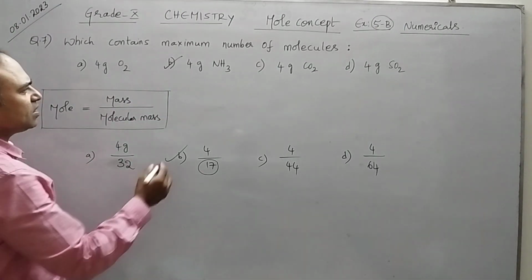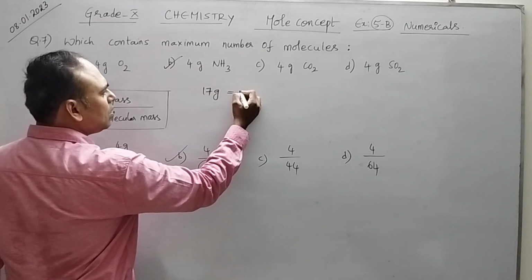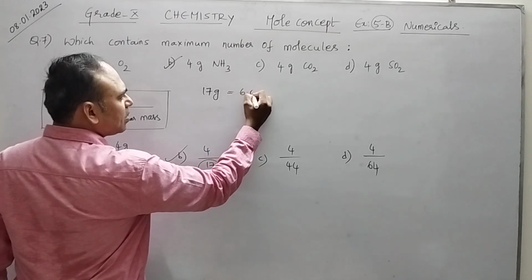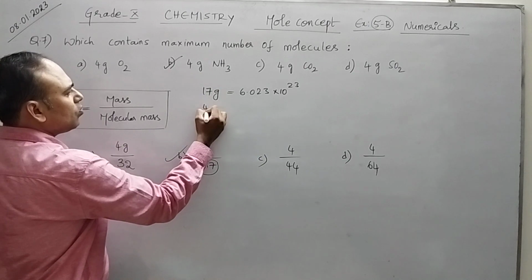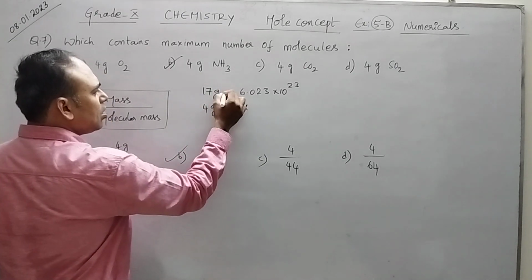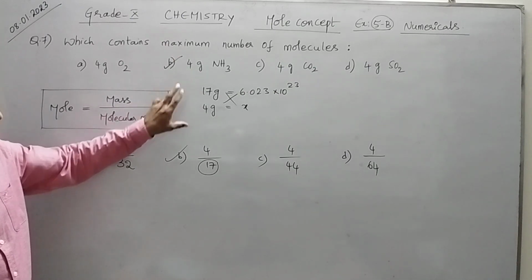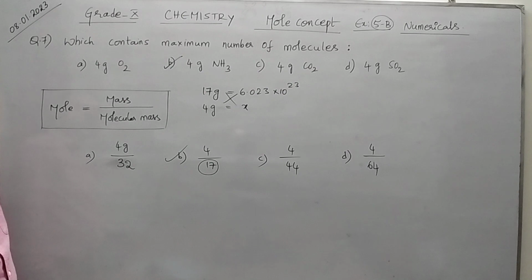To calculate how much, let us take like this: 17 grams for 1 mole. You can take 17 grams has 1 mole, nothing but 6.023 into 10 to the power of 23 molecules. Now what is 4 gram? You can take it as x, cross multiply, and you can get the value of number of molecules also, but the value is maximum for 4 grams of ammonia. Hope you have understood this.